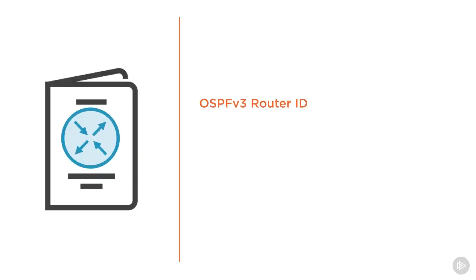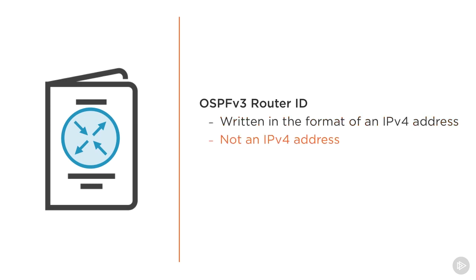So let's take a look at how the OSPF v3 router ID works. The OSPF v3 router ID, which is the IPv6 version of OSPF, is written in the format of an IPv4 address. This is just like the router ID in OSPF v2. It is written in the format of an IPv4 address. The critical component of this statement is "in the format of," meaning that it is not an IPv4 address. It's not an IPv4 address.